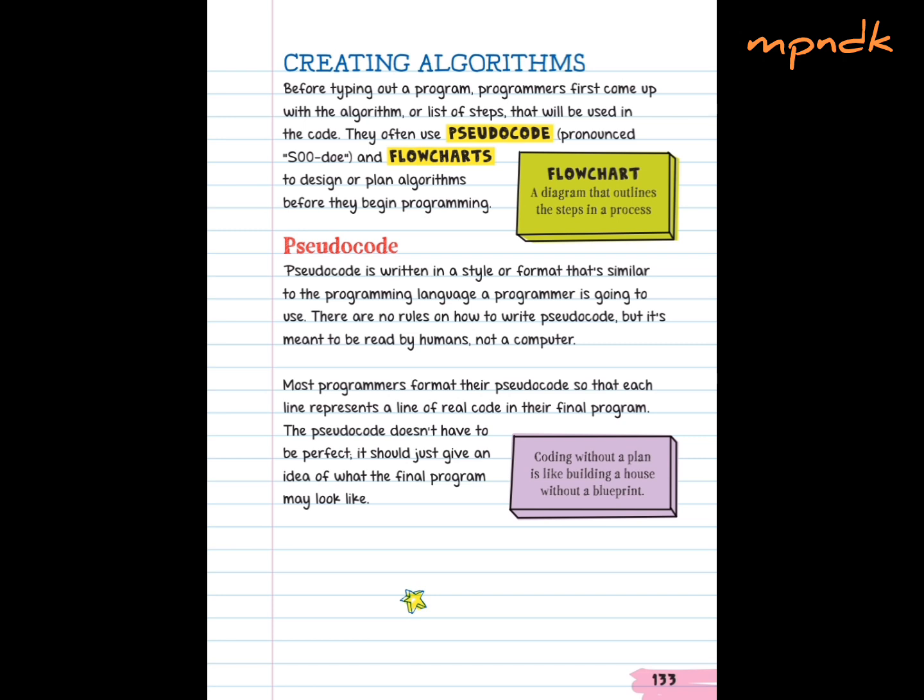Pseudocode. Pseudocode is written in a style or format that's similar to the programming language a programmer is going to use. There are no rules on how to write pseudocode, but it's meant to be read by humans, not a computer. Most programmers format their pseudocode so that each line represents a line of real code in their final program. The pseudocode doesn't have to be perfect. It should just give an idea of what the final program may look like. Coding without a plan is like building a house without a blueprint.